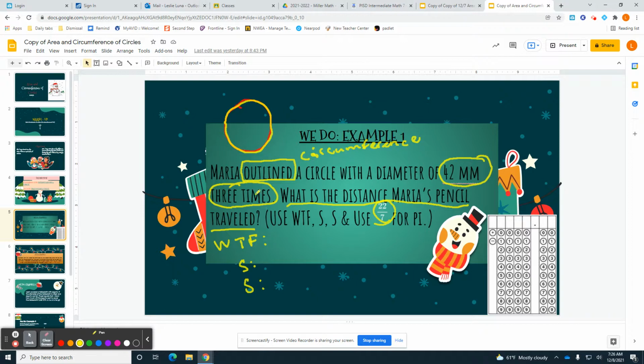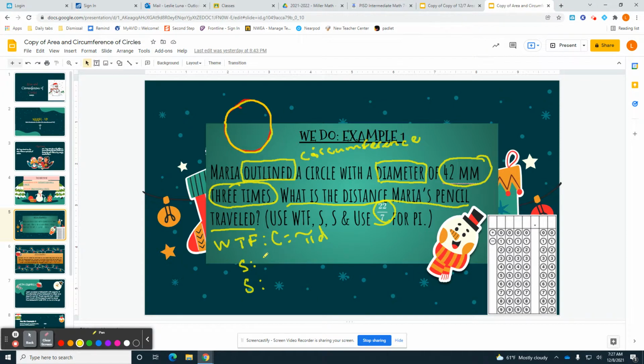So write the formula. So we said circumference. What is our formula for circumference? Well, we have diameter, which is another keyword, because that tells us what formula we're going to use. Since we're working with diameter, that means we're going to use our formula, C equals pi times diameter.